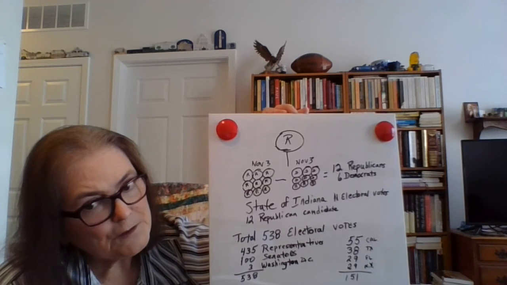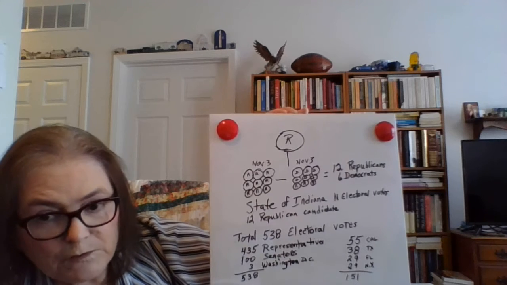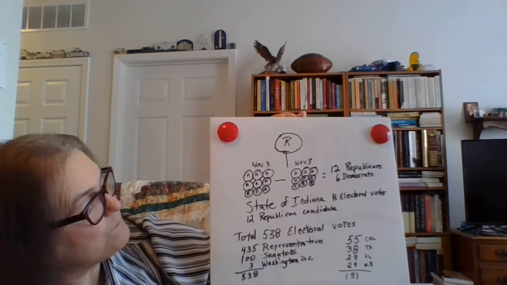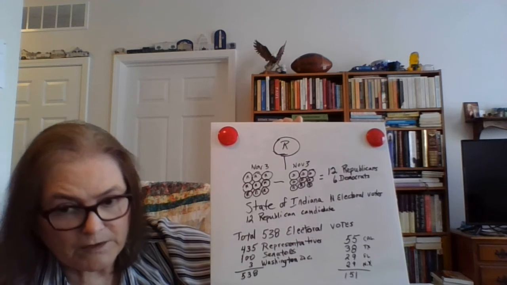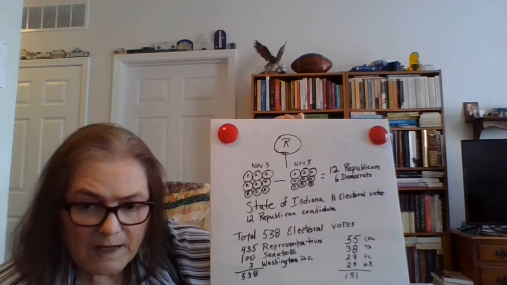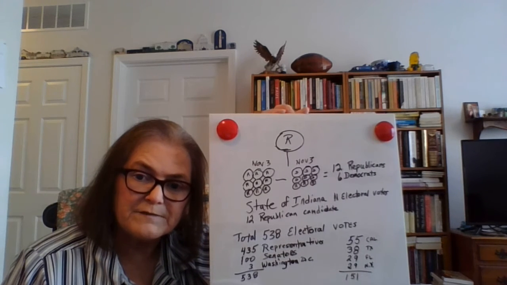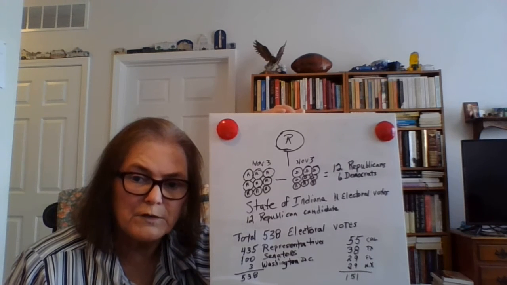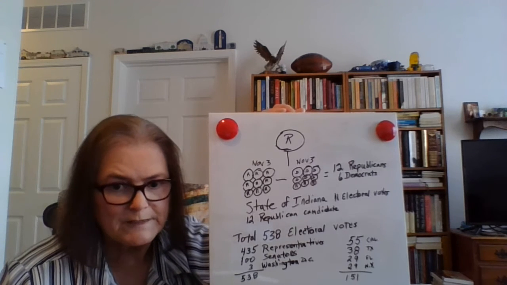And you have to have a total of 270 electoral votes to win. There's a total of 538 electoral votes in our country. 435 are the representatives, 100 represent the senators, and then 3 electoral votes from Washington, D.C. And that's how it's set up.